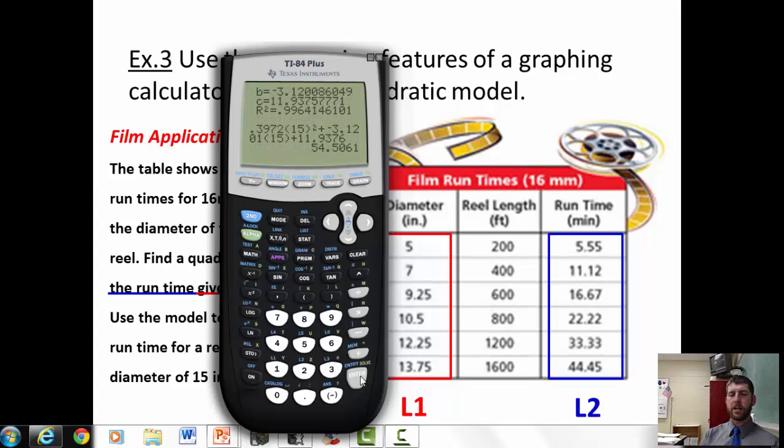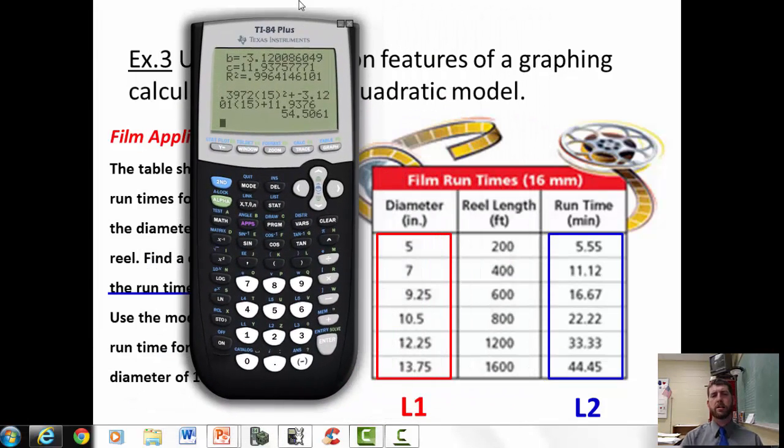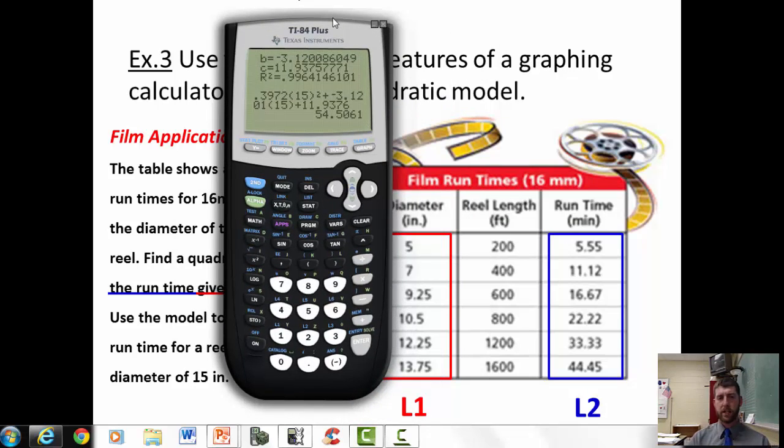So we see that if we have a 15-inch diameter film, the run time is going to be about 54.5 minutes. So remember, always put it back in context of the problem. Answer the question that's asked. So we estimated it to be about 54.5 minutes if the diameter is 15 inches.